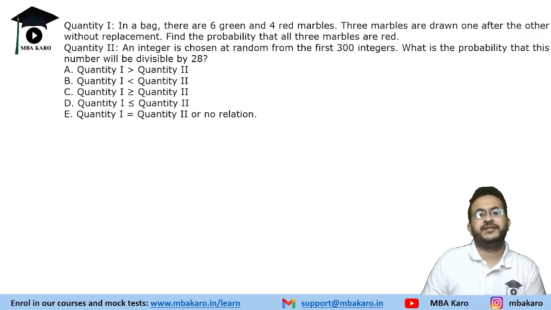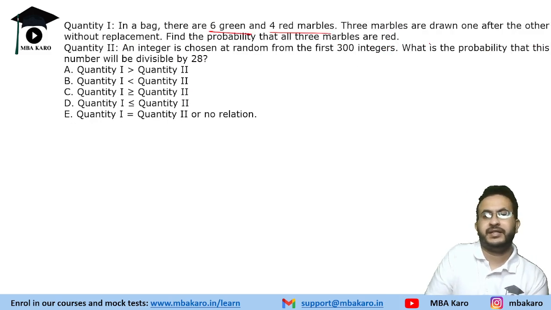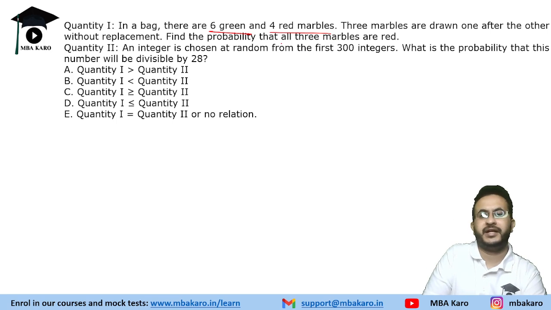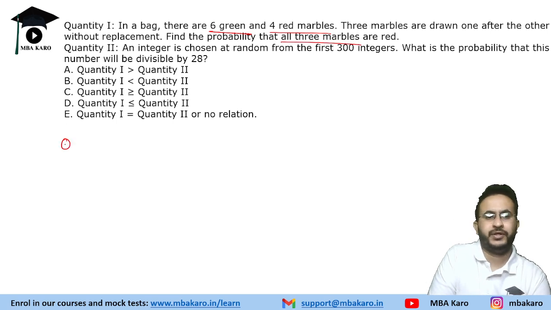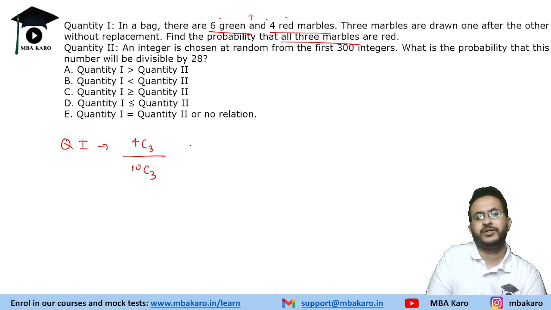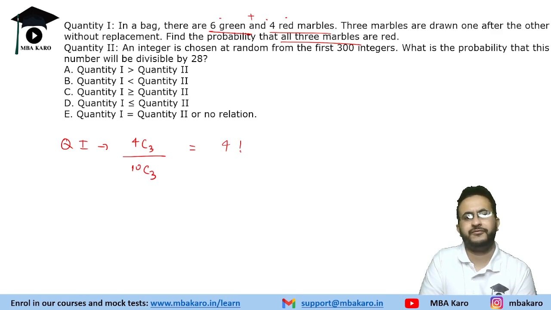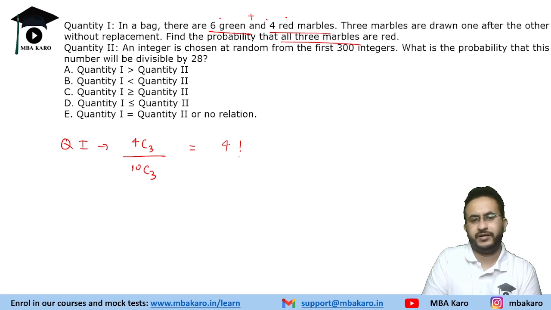In a bag, there are 6 green and 4 red balls. 3 marbles are taken out one after the other without replacement. Find the probability that all 3 marbles are red. So quantity 1 is all 3 red. All 3 red means we have 4 red marbles, so picking 3 red marbles out of them. Okay. And total outcomes are 6 plus 4, there are 10 marbles. So 10C3. So 4C3 by 10C3, we can say 4 factorial by 3 factorial and 1 factorial.